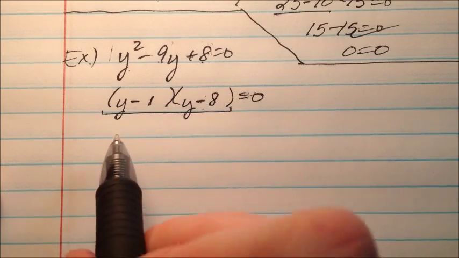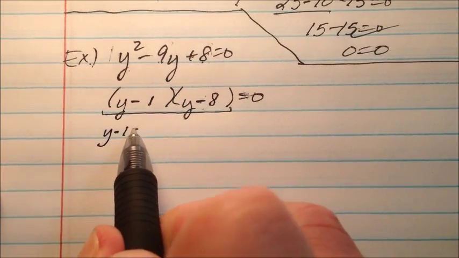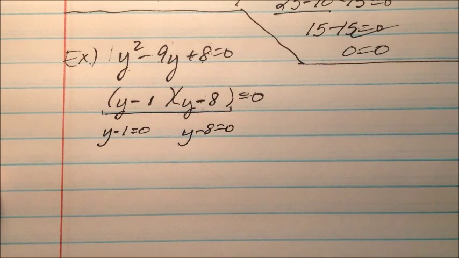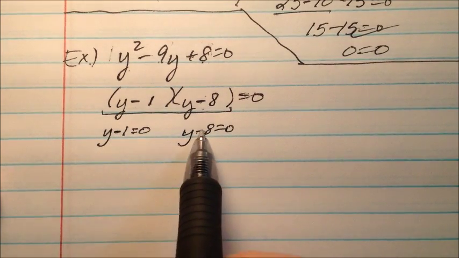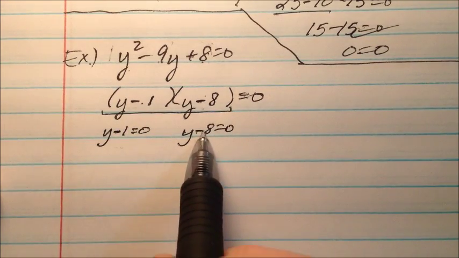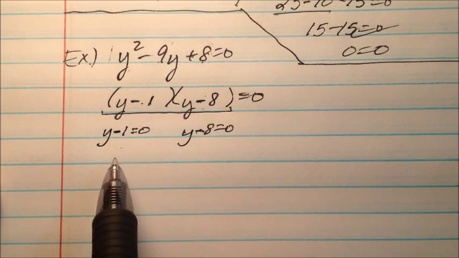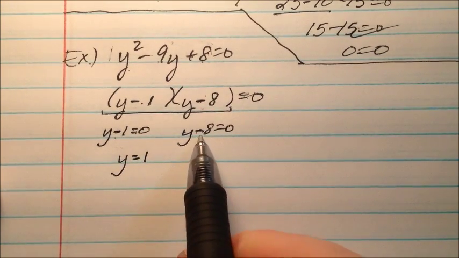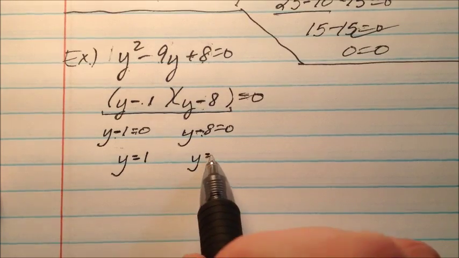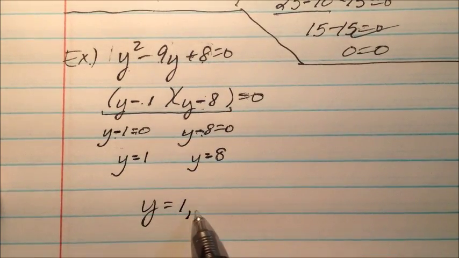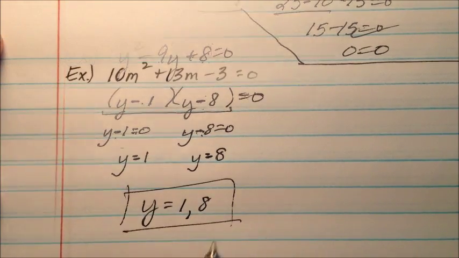Looking at this left side, I'm multiplying these two quantities together to get 0. But the only way that will happen is if either the first quantity is 0 or the second quantity is 0. So I have to take both of those into consideration. I'm going to set both of those individually equal to 0 and then solve them each independently. I'll add 1 to both sides, so I'll get y equals 1, and I'll add 8 to both sides, so I'll get y equals 8. So I know my final answer is y equals 1 or 8.